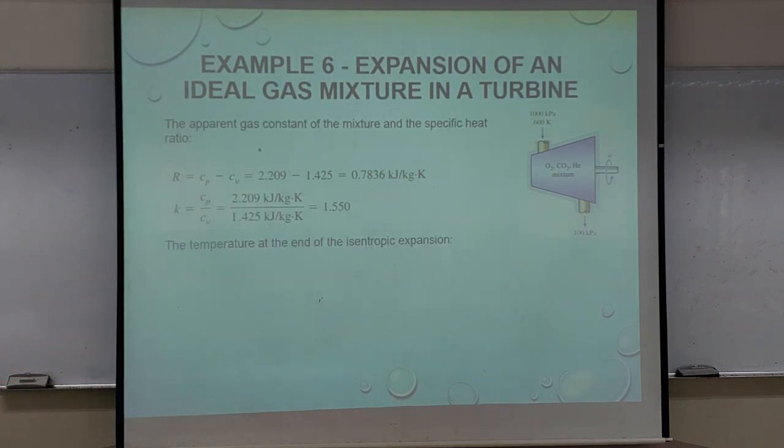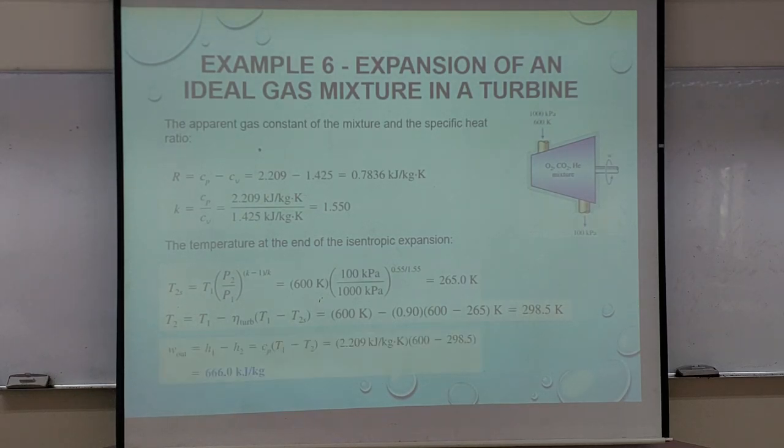So from here, you can use this isentropic equation to find T2. And then from here, using the isentropic efficiency, you can get the actual T2. Then you can find the work out.